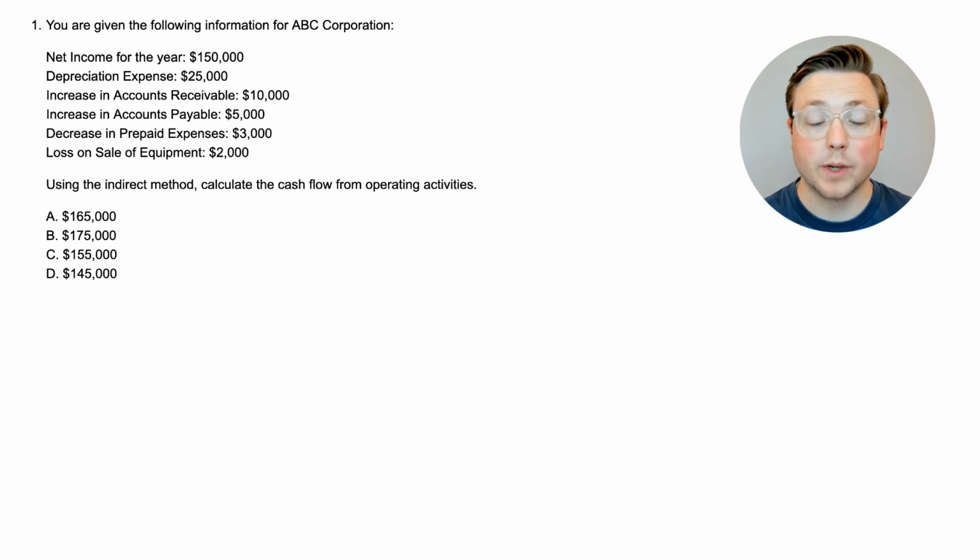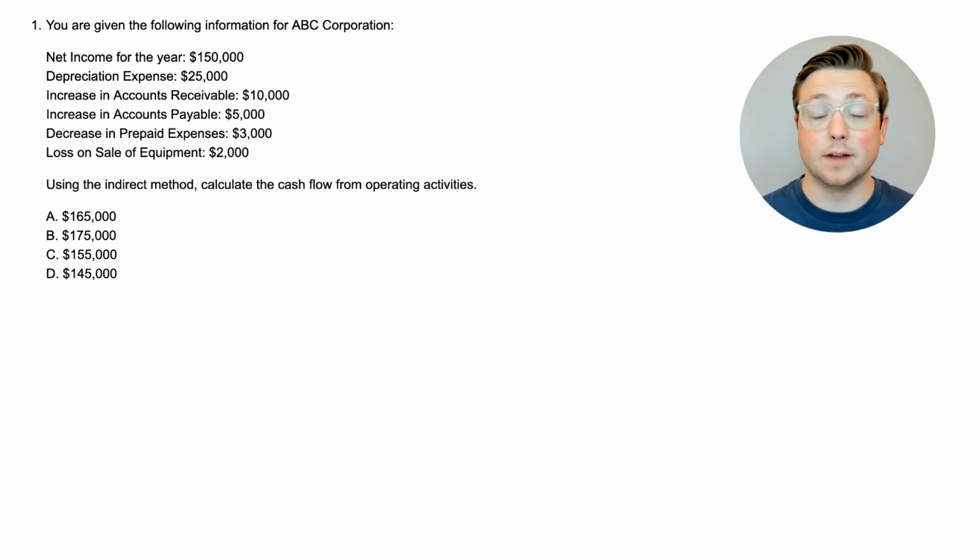You are given the following information for ABC Corporation. Net income for the year, $150,000, depreciation expense, $25,000, increase in accounts receivable, increase in accounts payable, decrease in prepaid expenses, and loss on the sale of equipment. Using the indirect method, calculate the cash flow from operating activities.